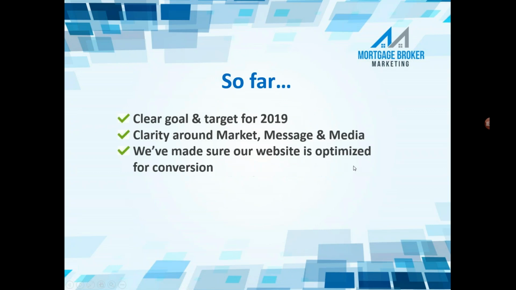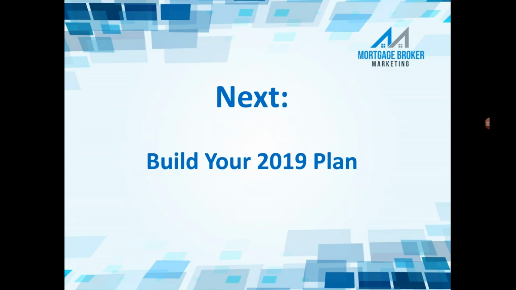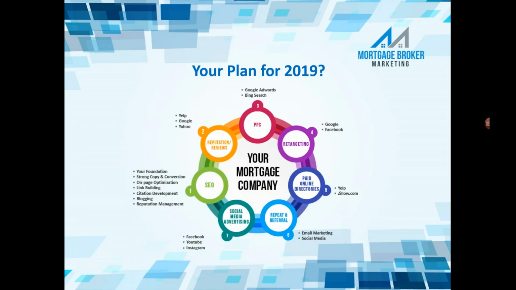Okay. So far, we've talked about a clear goal and set a target for 2019. We got clarity around who we're marketing to and what that message should be. We made sure the website is set up for conversion. And next is building out that internet marketing plan for 2019 and all the different things you should be tapping into. My stance is that the first item should always be your website and the SEO elements of that website.